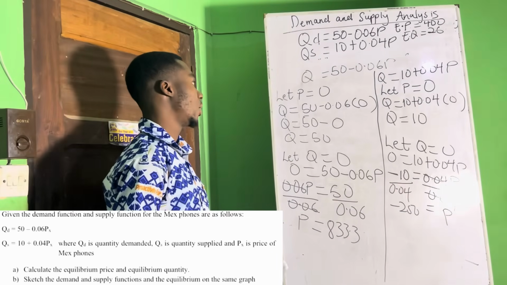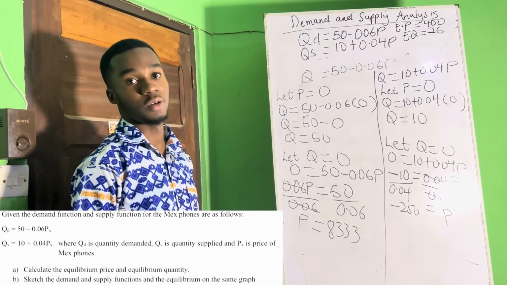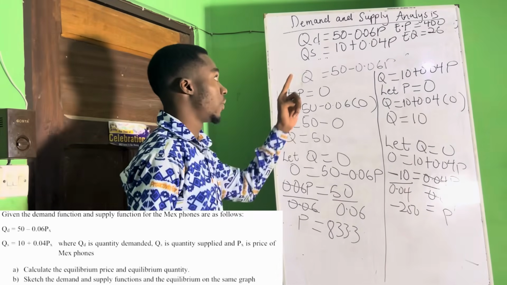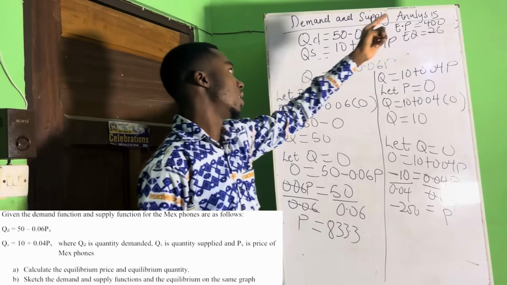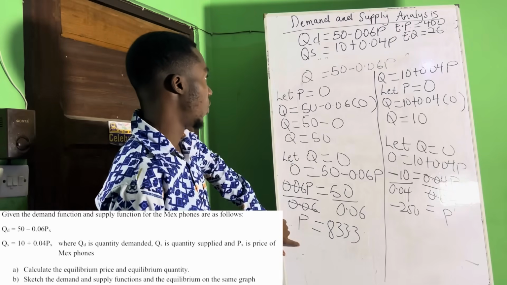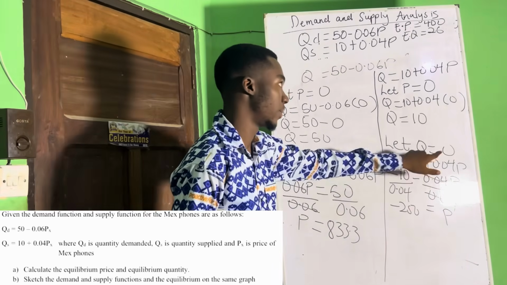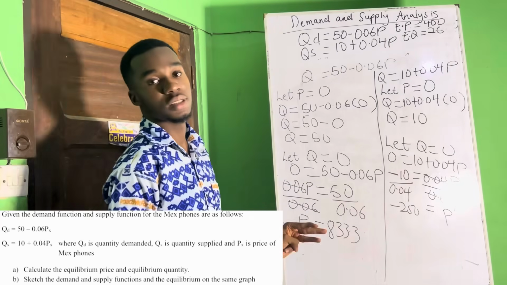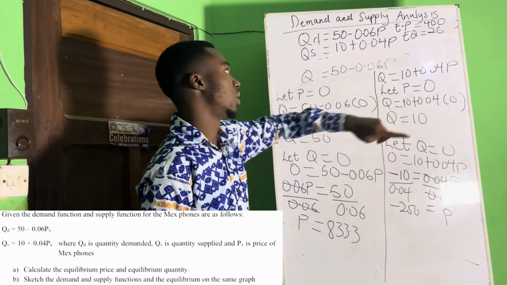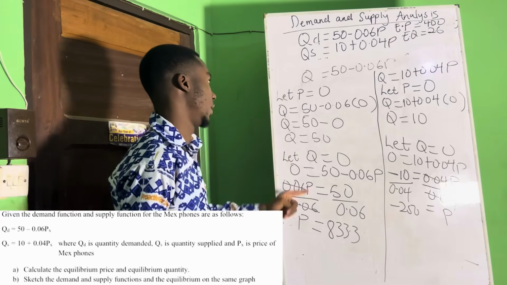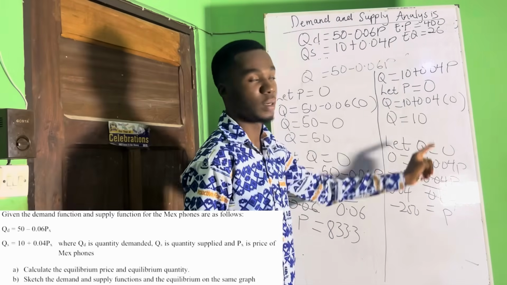So now anytime they give you a question, you are going to get 3 values for the price and 3 values for the quantity. The first value for the price is going to be the equilibrium price, which we solved earlier. We got 400. Then the second value for the price is going to be the one for the demand function. And the third value for the price is going to be the one for the supply function. Then for the quantity, you are going to get 3. The first one is going to be the equilibrium quantity. The second one is going to be the quantity for the demand function, which is here. Then the last one is going to be the quantity for the supply function.